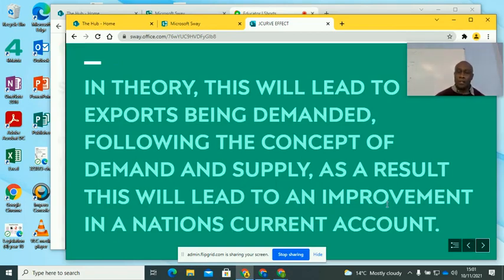If you think about demand and supply, the cheaper your goods are, the more people will demand it. Obviously, there are some exceptions, but the theory indicates that, and it's very important to understand the theory. Okay, so once the exports are cheaper, people will tend to demand more, and therefore your exports will increase. Okay, this would ultimately lead to an improvement in the nation's current account.